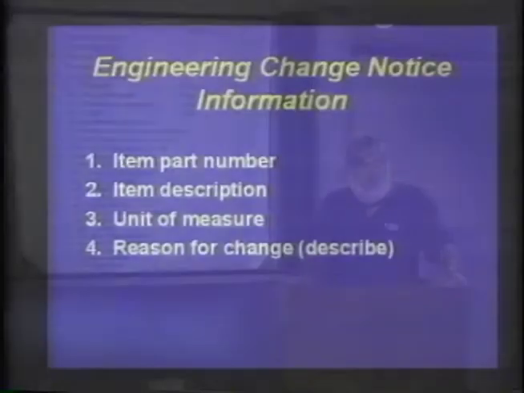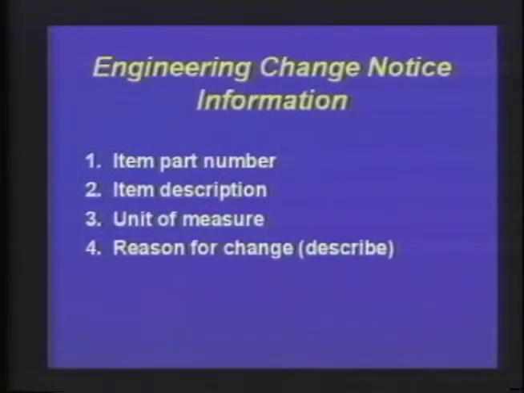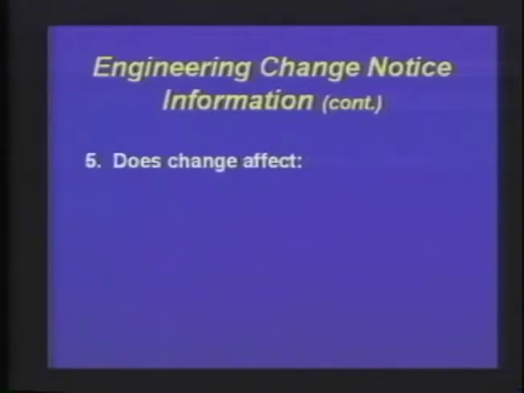Now, the next series of pages pertain to the engineering change notice information. And there are 2 types of changes that occur. There could be a change on the equipment or process itself, or there could be a change based upon a spare part by itself. So the engineering change notice system should be designed to take care of both types of changes. Again, starting off with the part number, the description, the unit of measure, and the reason for the change. And here that would have to be described in total.